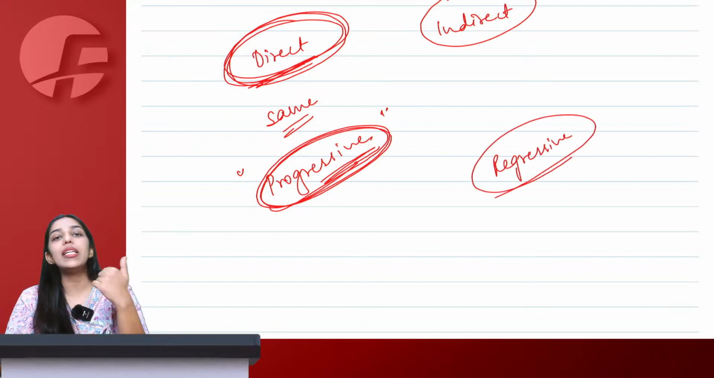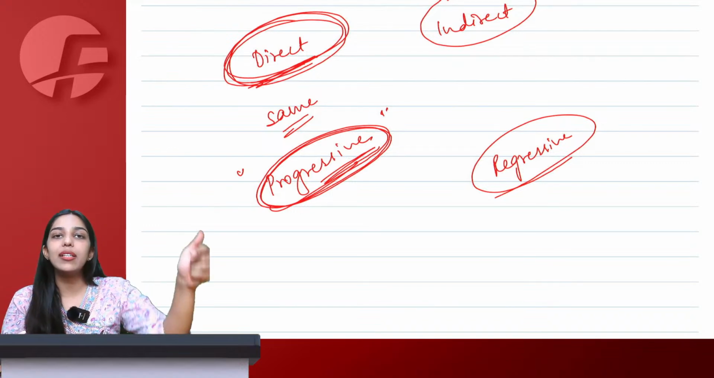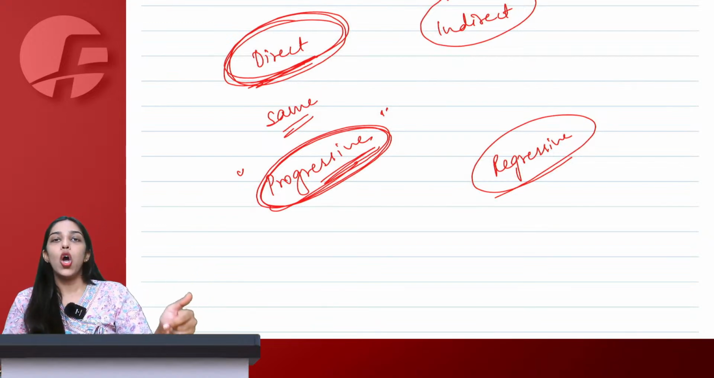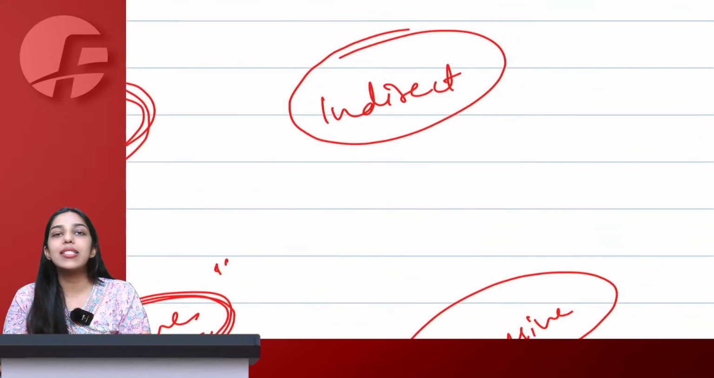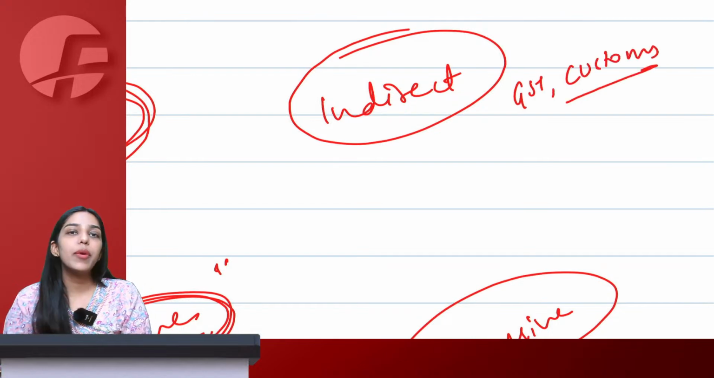The person paying the taxes and the person bearing the burden of these taxes are not the same person, they are different. Means the person paying the tax ultimately shifts the burden to the ultimate consumer. The best example of indirect tax is GST, customs, that we are going to study.